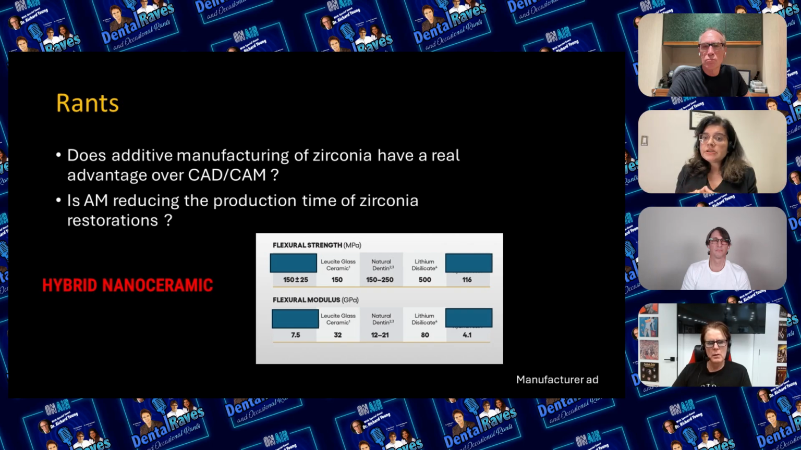So the current materials that exist are actually under the umbrella of the hybrid nanoceramic, and they're not actually 3D printed ceramic crowns. I'm hiding the manufacturer name here, but I just want to talk about what is out there. The flexure strength of these materials is around 150 megapascals, and the modulus around 7.5. Again, composition-wise, they are a hybrid nanoceramic, and we can talk about that more in our discussion today.